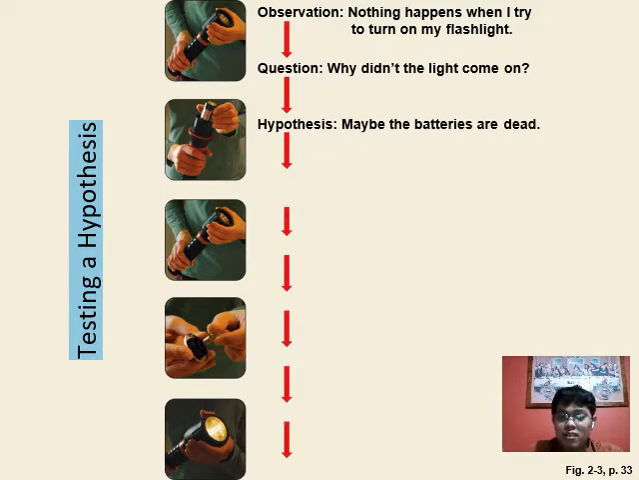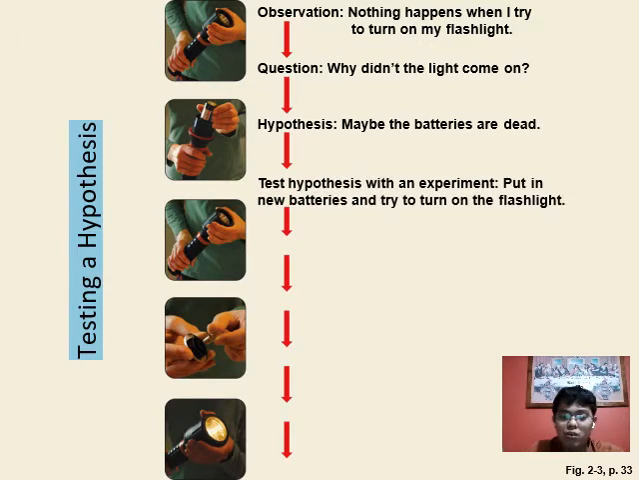So our hypothesis then is maybe the batteries are dead. So that's our hypothesis. So that's our projection. So what would be the experiment there? We need to test this hypothesis with an experiment. So we put in new batteries and try to turn on the flashlight.